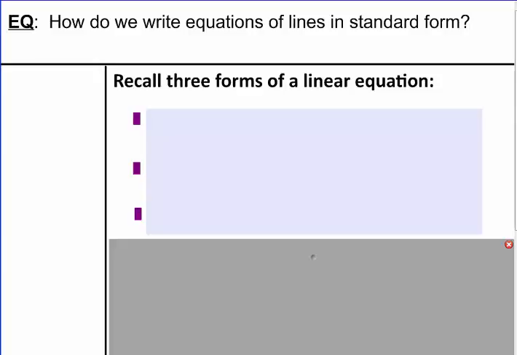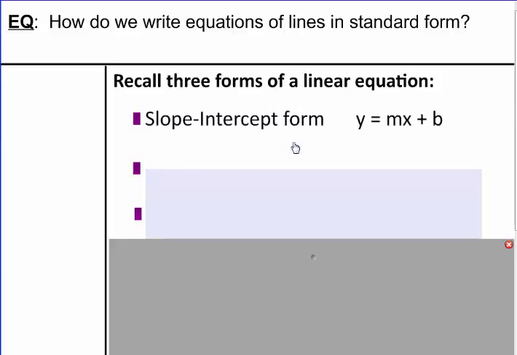Okay, the essential question for this lesson: how do we write equations of lines in standard form? Recall there were three forms of a linear equation. We've been working with slope-intercept form, and remember that's y equals mx plus b, so we did a little bit of that with standard 5, and we've done a little bit with standard 6.